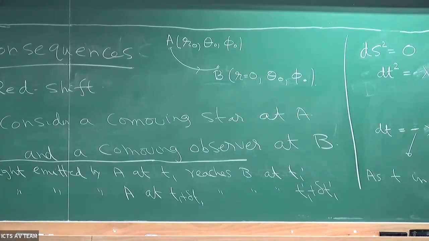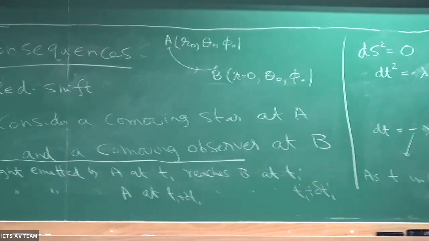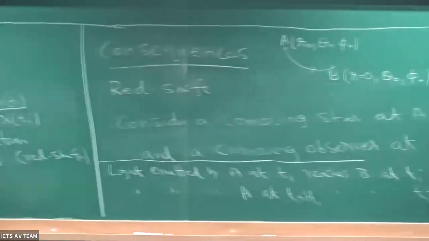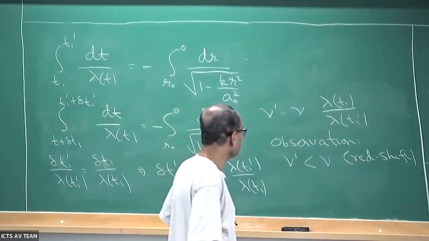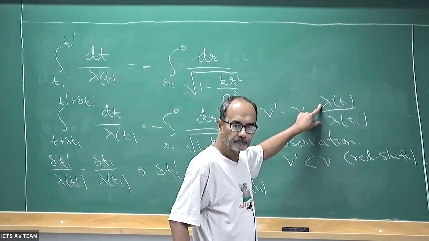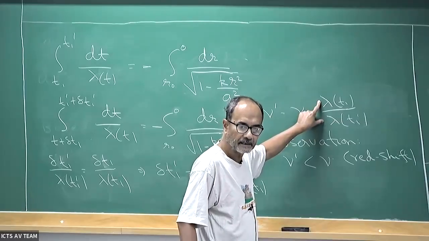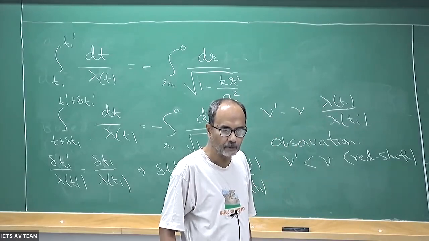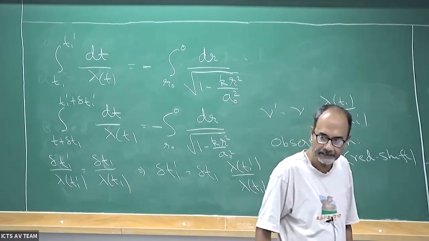Yes, T1 prime is later than T1, indeed. Lambda T1 prime is greater than lambda T1, so this ratio is less than 1. That's why nu prime is less than nu. Yes, that will be the conclusion we will be drawing from this.